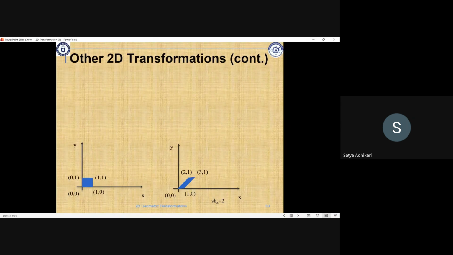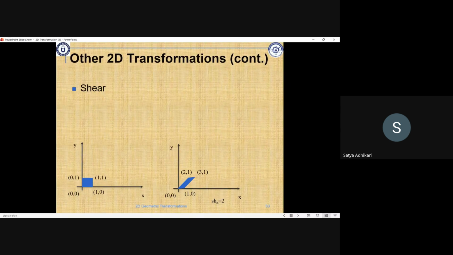Then 2D transformation, shear, the last one is shearing. As you know, shearing is used to change the shape of an object. You see the image first. There is an image of a square whose points are 0, 0, 1, 0, 1, 1, and 0, 1. Each side is of length 1. And whose coordinates you see 1, 0, 1, 1, 0, 1, and 1, 1. So this is a square.